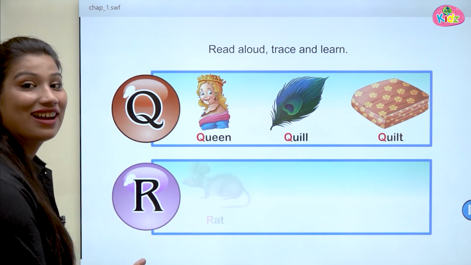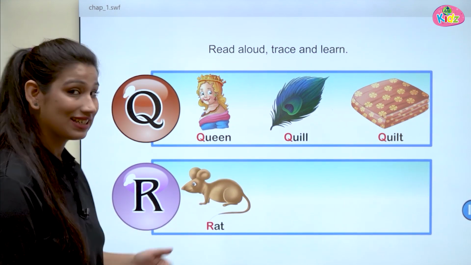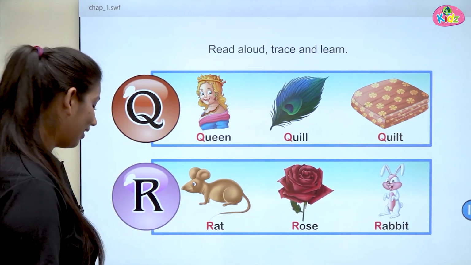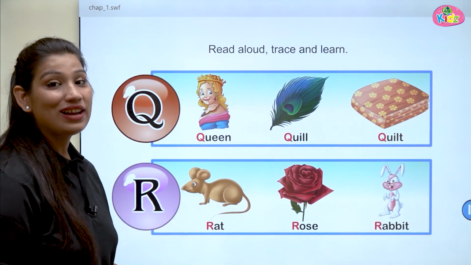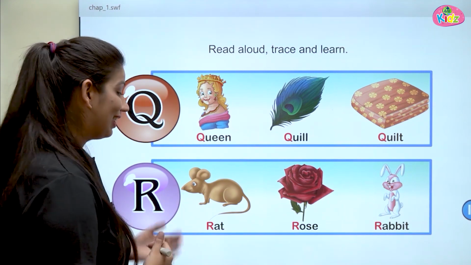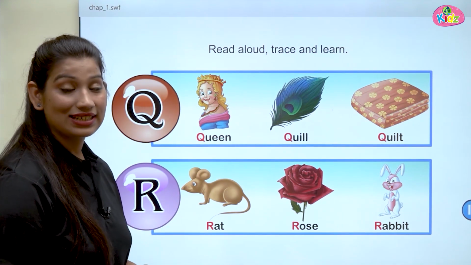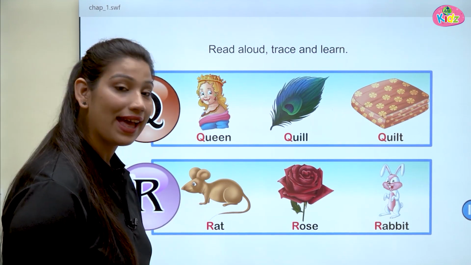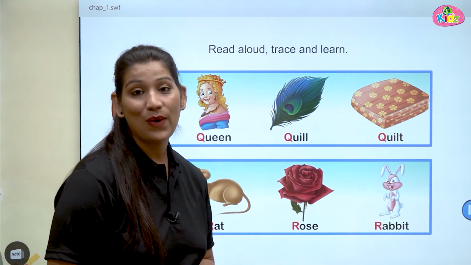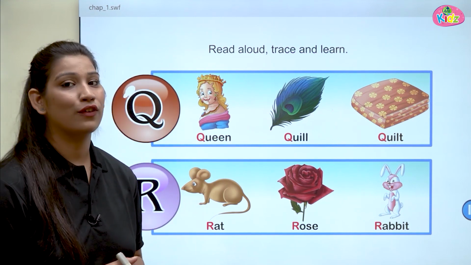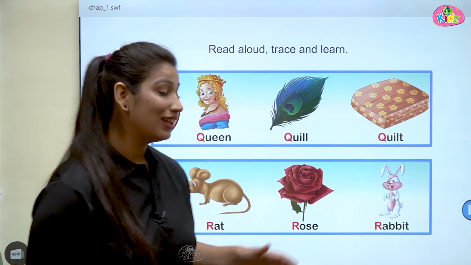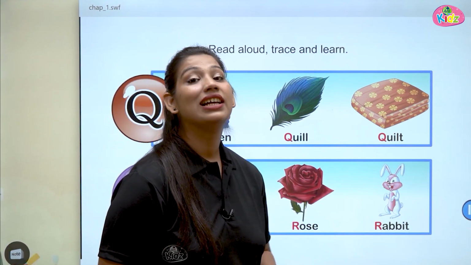Letter R. R, rat. R, rose. R, rabbit. All are with letter R. Rat. Rat is in brown color. R, rose. The most beautiful flower. And a cute animal.